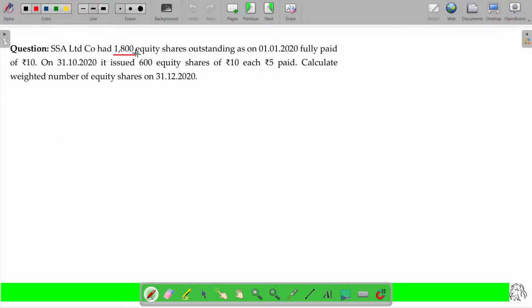SSA Limited had 1800 shares outstanding on 1/1/2020. Paid of rupees 10 on 31/10/2020, 600 equal shares of rupees 10 each, but 5 paid up. 10 out of 10 paid up, 5 out of 10 paid up. Calculate the weighted number of equity shares as on 31st December 2020.